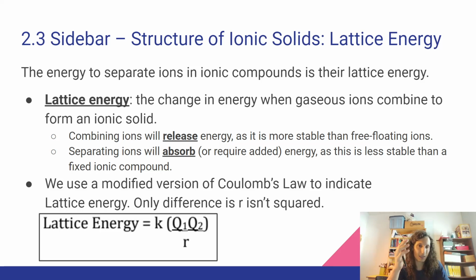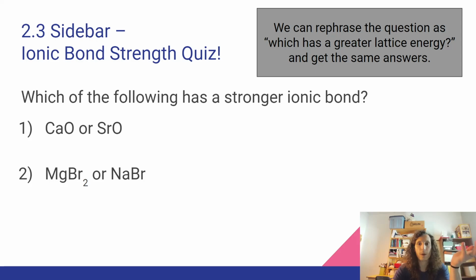But again, this is going to be the same kind of qualitative comparison tool when we ask, what's the lattice energy of this compound versus this one? We're not plugging things in. We're just saying, well, if this has a bigger radius, it's going to have a lower lattice energy, stuff like that. So if I go back to these questions, I could rephrase them as which has the greater lattice energy, and I would get the same answers. Lattice energy and ionic bond strength are basically the same thing.